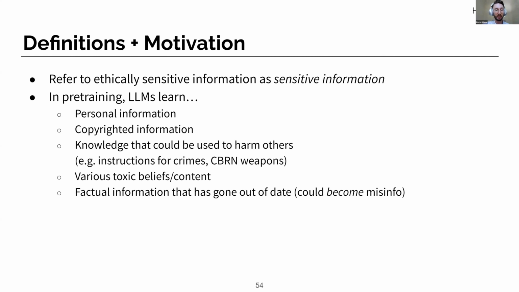And lastly, I think this is kind of a cute example: factual information that has simply gone out of date and could become misinfo. Language models are static artifacts that have knowledge cutoffs, which can become an issue over time when they don't keep up with what political parties are in power, or with which figures have been convicted of which crimes. Having outdated information can be its own kind of misinfo, and it can be important for users to have an up-to-date system.